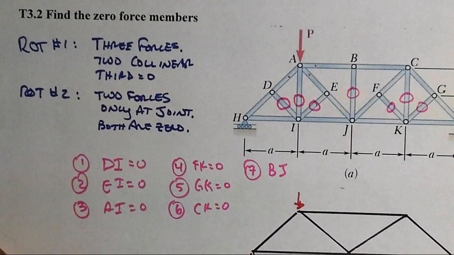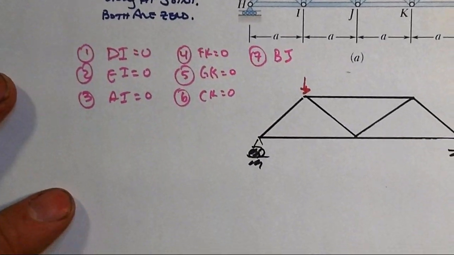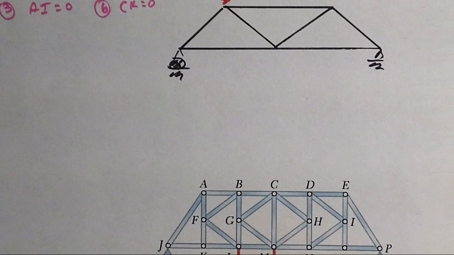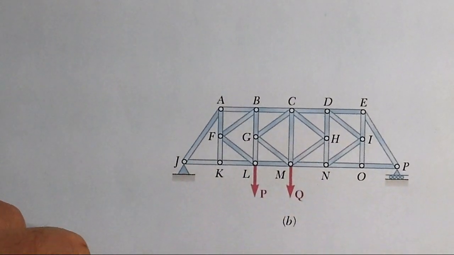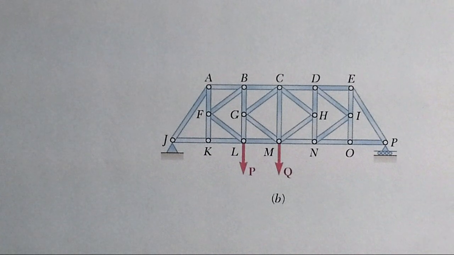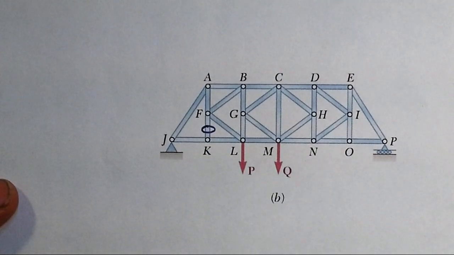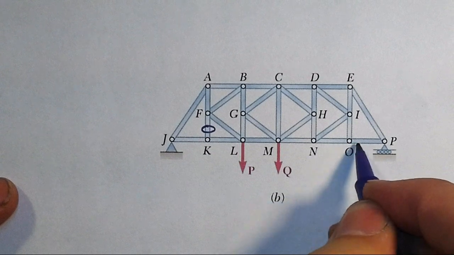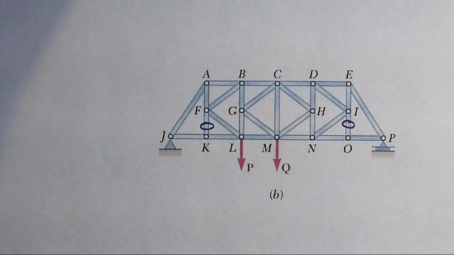That would be rule of thumb number 1, and then rule of thumb number 2 is two forces only at the joint, both would have to be 0. So we go along in this structure and we say, alright, do we have any of these? Do we have any T-joints? And I see immediately, right here at K, we've got a T-joint. And then here at O, we also have a T-joint. So those two are 0.